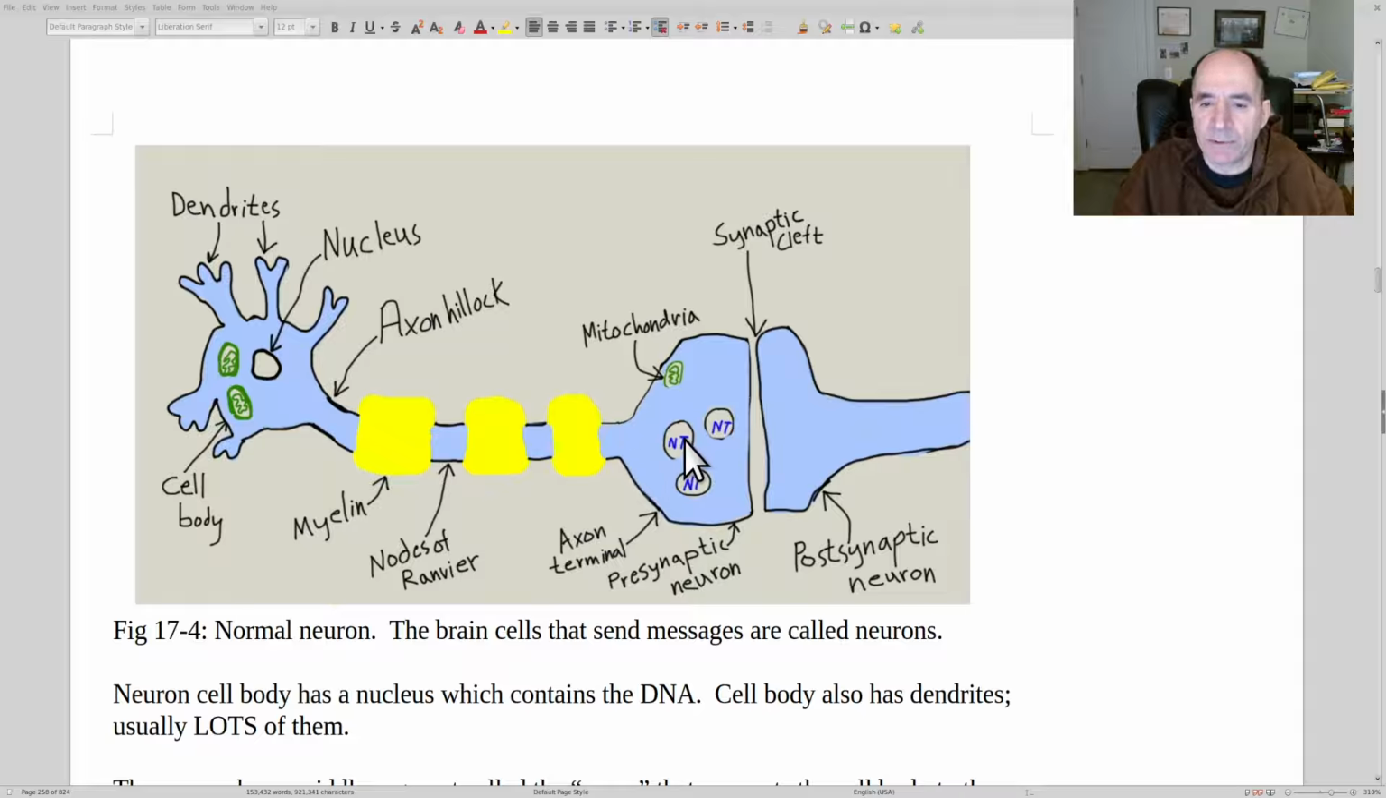But these are neurotransmitter vesicles. When activated, they will travel to the plasma membrane of the presynaptic neuron. They will then be merged with the membrane. The neurotransmitter is released, diffuses across the synaptic cleft, and then it binds to the postsynaptic neuron's receptor, and it will exert an effect on the postsynaptic neuron.